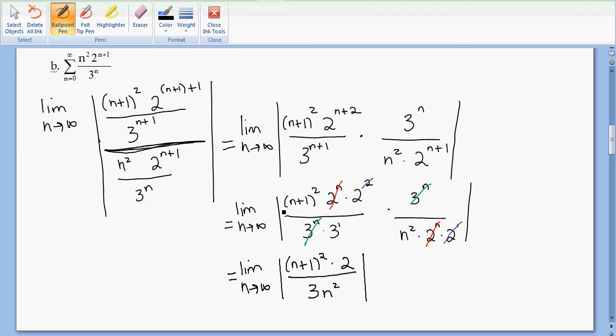Please be careful when you're canceling that you really make sure you keep all of the terms that are left, so you don't drop any terms. And now we look at the limit as n goes to infinity.